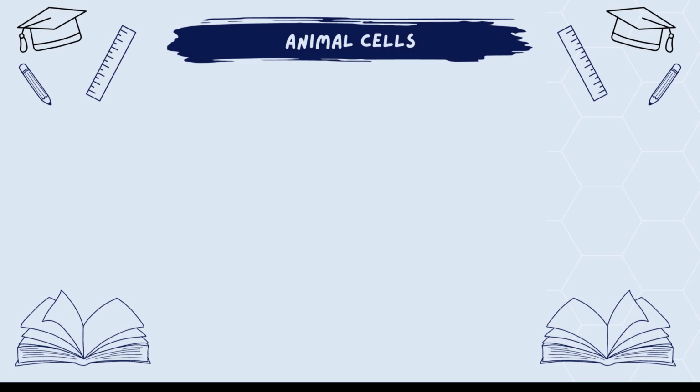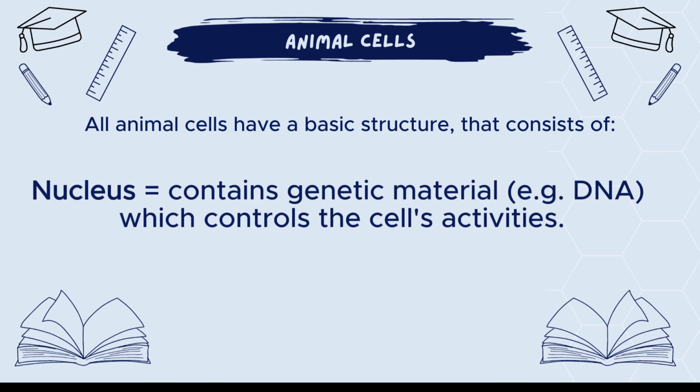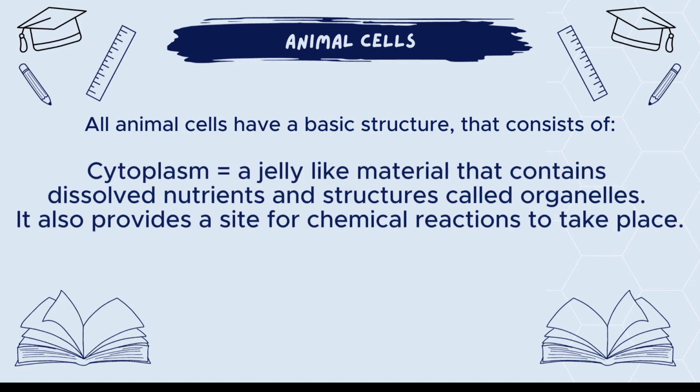So we are now onto animal cells. All animal cells have the same basic structure that firstly consists of a nucleus. This contains genetic material which controls the cell's activities. Then we have the cytoplasm. This is a jelly-like material that contains dissolved nutrients and structures called organelles, and it also provides a site for chemical reactions to take place.